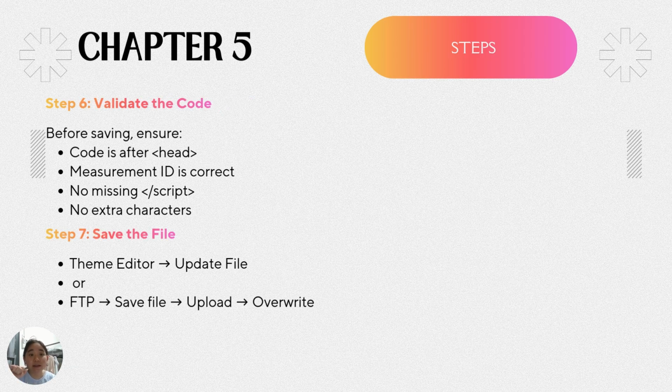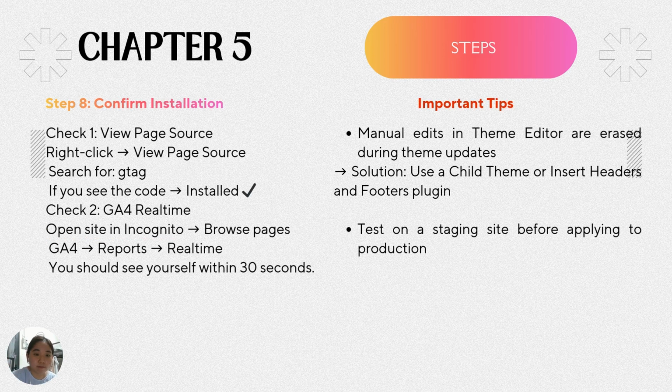Step six, validate the code. Before saving, ensure the code is after the head tag and the measurement ID is correct, with no missing or extra characters. And step seven is save the file. In the theme editor, update the file, or via FTP, save the file, upload and override. Step eight, confirm installation. Check one page, right-click and view page source, search for gtag, and if you see the code, it's installed.